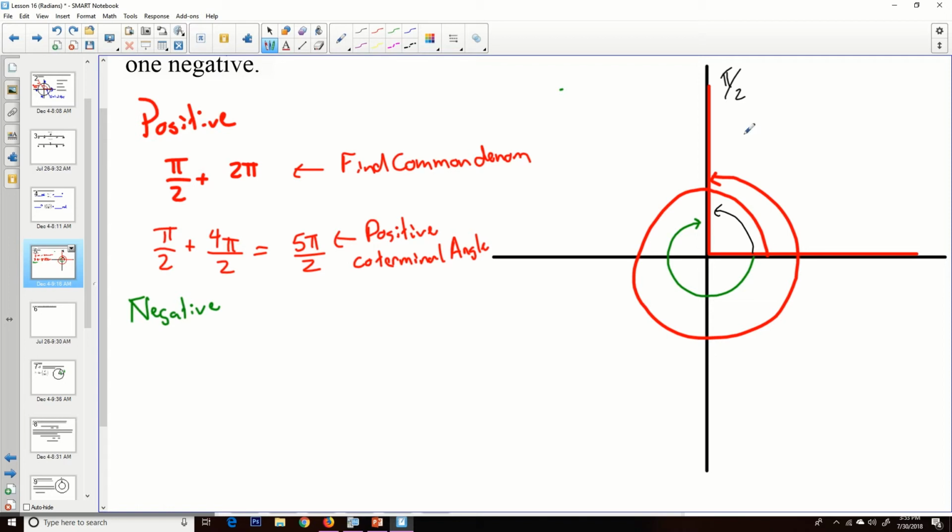Every quarter turn is pi over 2. So I go negative pi over 2, negative 2 pi over 2, negative 3 pi over 2. So this right here is negative 3 pi over 2. So negative 3 pi over 2 is my negative coterminal angle.